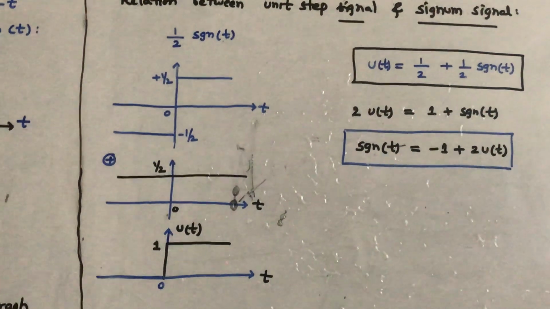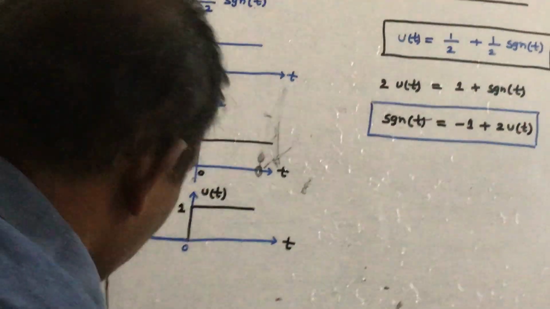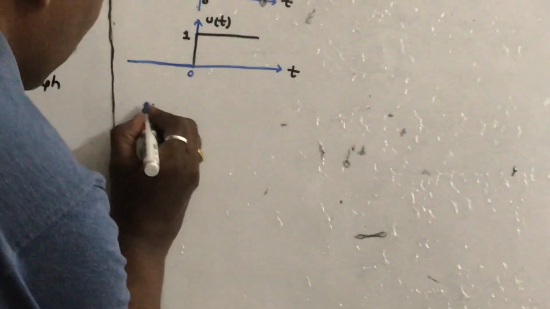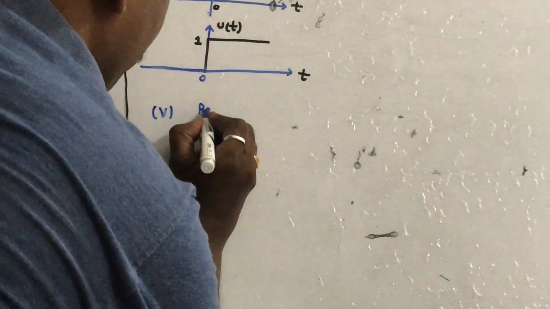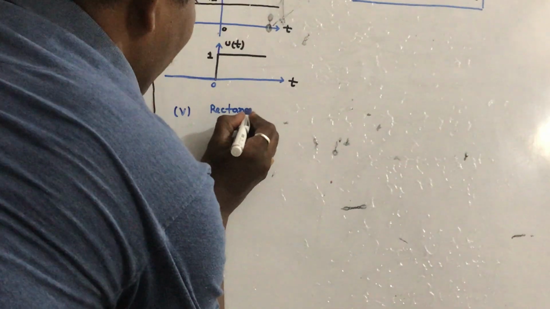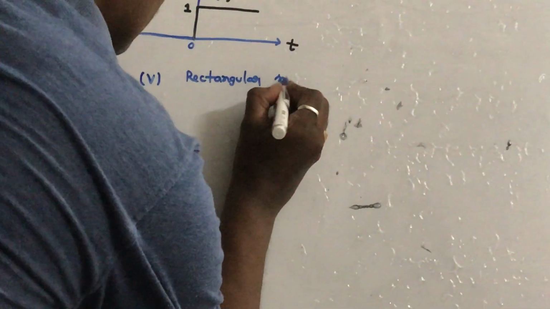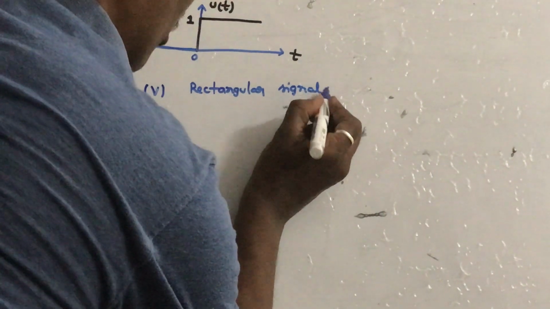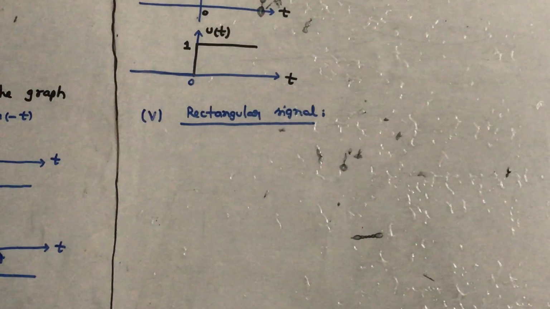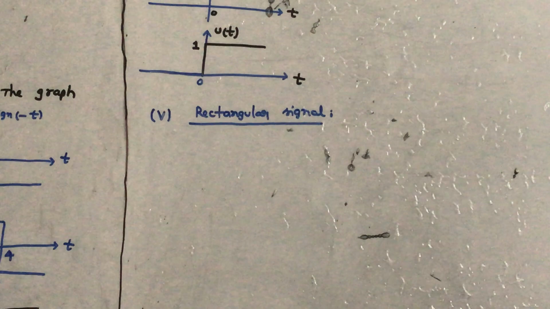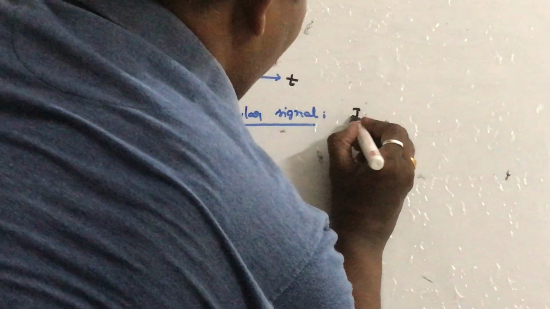Last one, fifth is the continuous-time basic signal, and let us close this session. Let us take the rectangular signal or rectangular function. You can write it either way, rectangular signal or rectangular function. So it is defined as, let us see how it is defined.